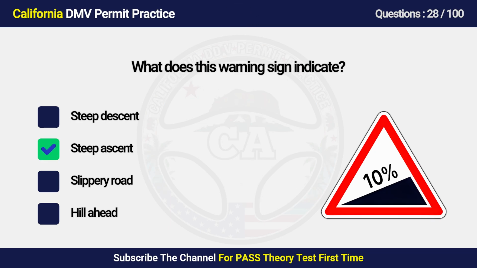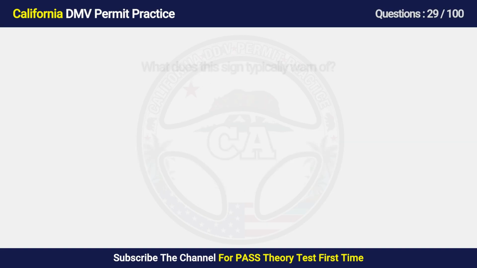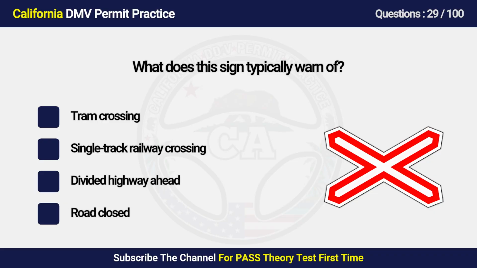Answer is B. Steep ascent. This sign warns drivers of a steep upgrade or ascent ahead. Drivers may need to downshift or apply more power to maintain speed. Question 29. What does this sign typically warn of?